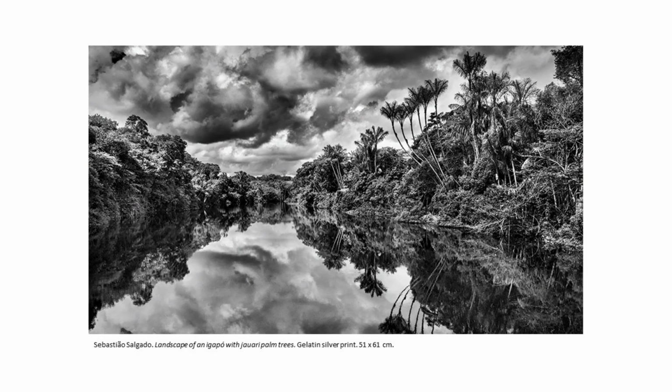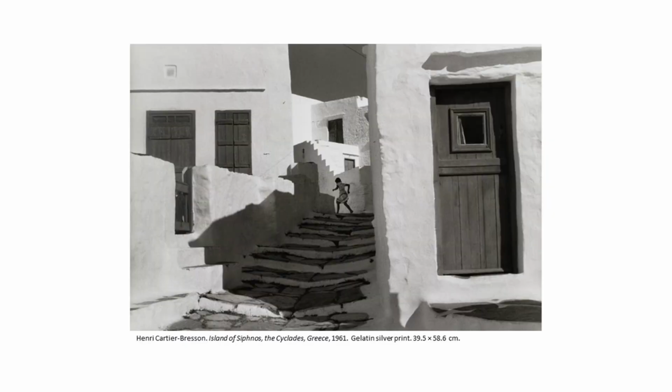Black and white photography is usually rich in tonal value. A photograph can be said to exhibit a wide tonal range, in which case it will look balanced. This artwork by Sebastião Salgado, titled Landscape of an Igapó with Jauari Palm Trees, is a good demonstration of a photograph with a wide tonal range. For the most part of his career as a photographer, Sebastião Salgado has mostly focused on labor and social conditions, but he has also photographed nature.